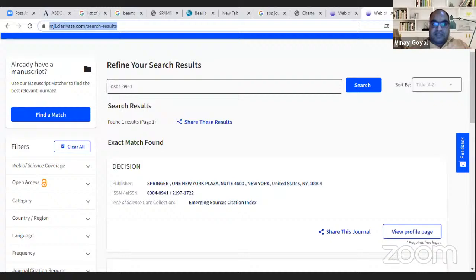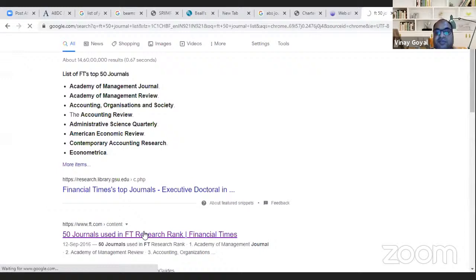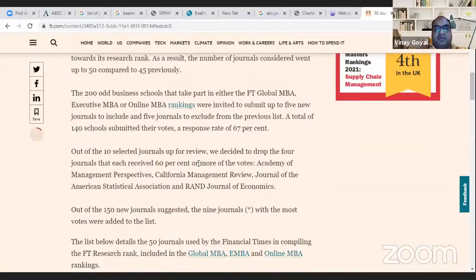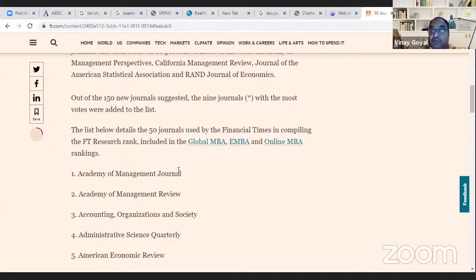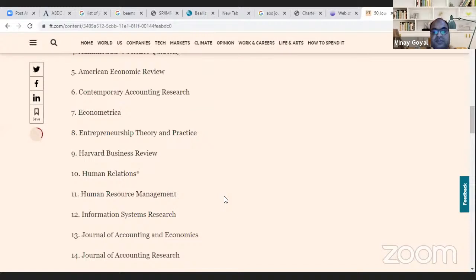Then, as I said, this is the top list, the FT50 journal list. This is the topmost. FT 50 journal list, 50 journals used in the FT research framework. Here you can see these are alphabetical. And I will come to that: out of these 50 also, if I want to say which is the best journal, I can do that also. I will show you how. So Academy of Management Journal, Academy of Management Review, Accounting Organization and Society, Harvard Business Review, there are a lot of journals.